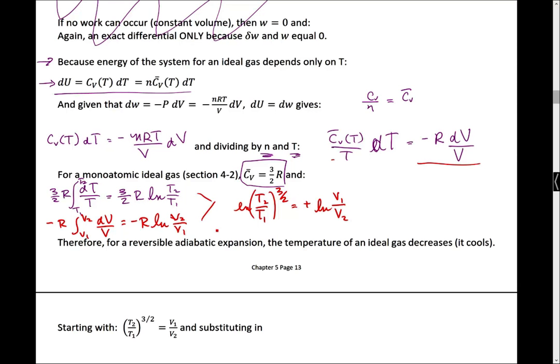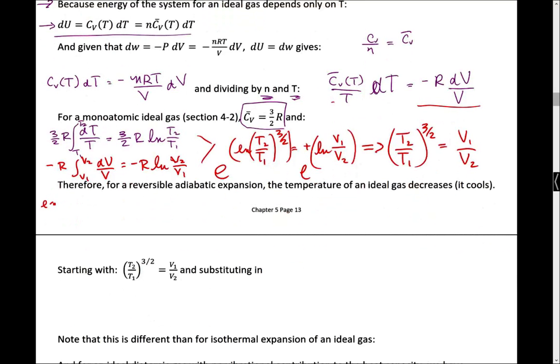Does that make sense? So I'll just say e to the this, e to the this is going to yield (T2 over T1) to the 3/2 is equal to V1 over V2, right? So for a monoatomic ideal gas, we have derived the expression that tells us the temperature that we're going to end up with upon expansion or compression. Okay? All right, let's take a moment to look at this a little bit.